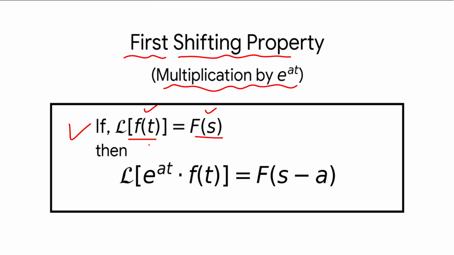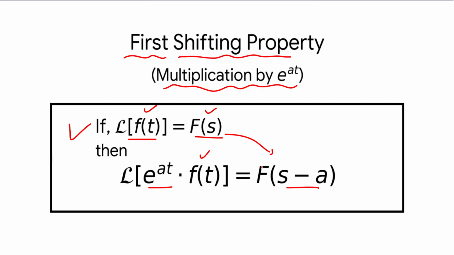So if Laplace of f(t) is equal to F(s), then if any function is multiplied by e raised to at, then the Laplace of e raised to at into f(t) is F(s minus a). What you have to do is just replace s by s minus a. Means if e raised to at is multiplied by f(t), you just replace this s by s minus a.